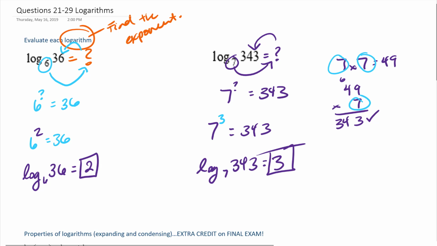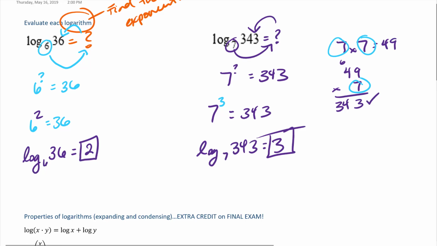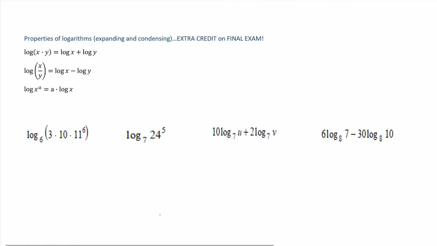So now let's go ahead and move on to properties of logarithms. And what we mean with properties of logarithms is we are going to talk about expanding and condensing logarithms. Okay, so these are problems that are going to represent a couple of extra credit opportunities again because we didn't cover them, but we can teach them to you real quick because it's not very tough.